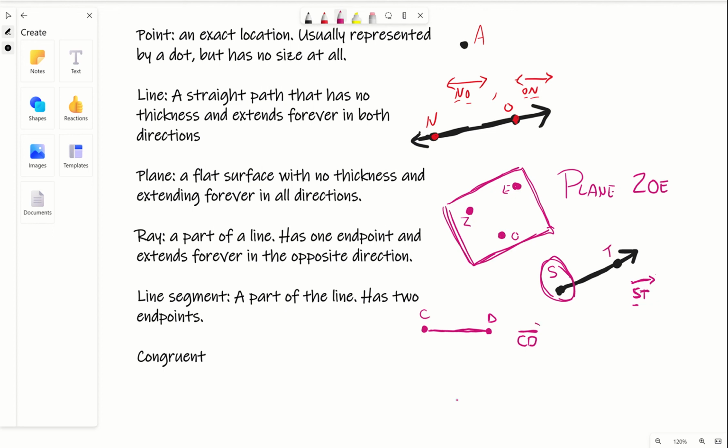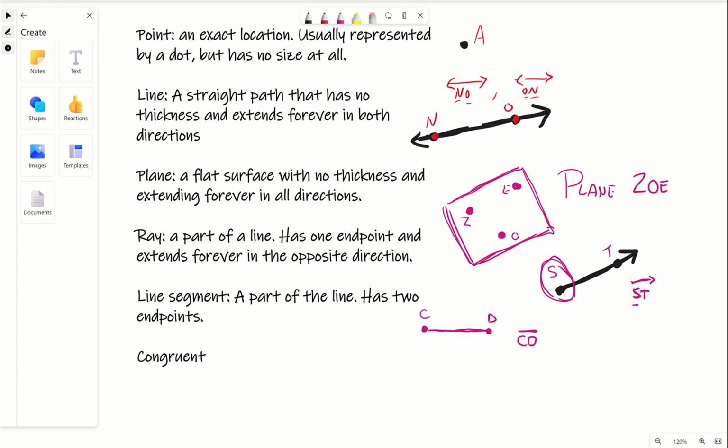Again, I know it's a line segment because I drew a line segment symbol on top of my letters. Just like with a line, the order doesn't matter because it has 2 endpoints. It doesn't matter which one is which. So just call it by either CD or DC. Either of those is going to be great.